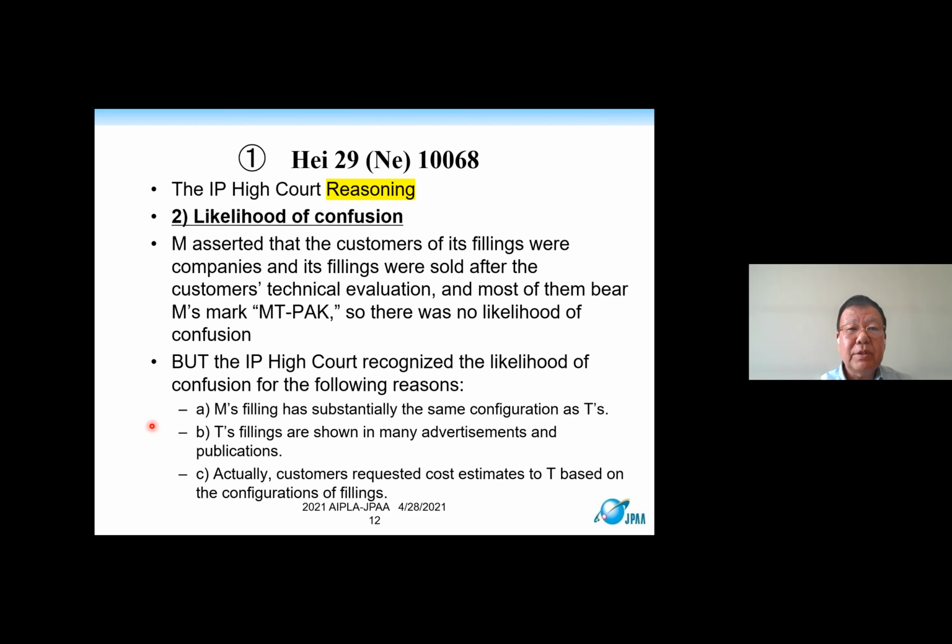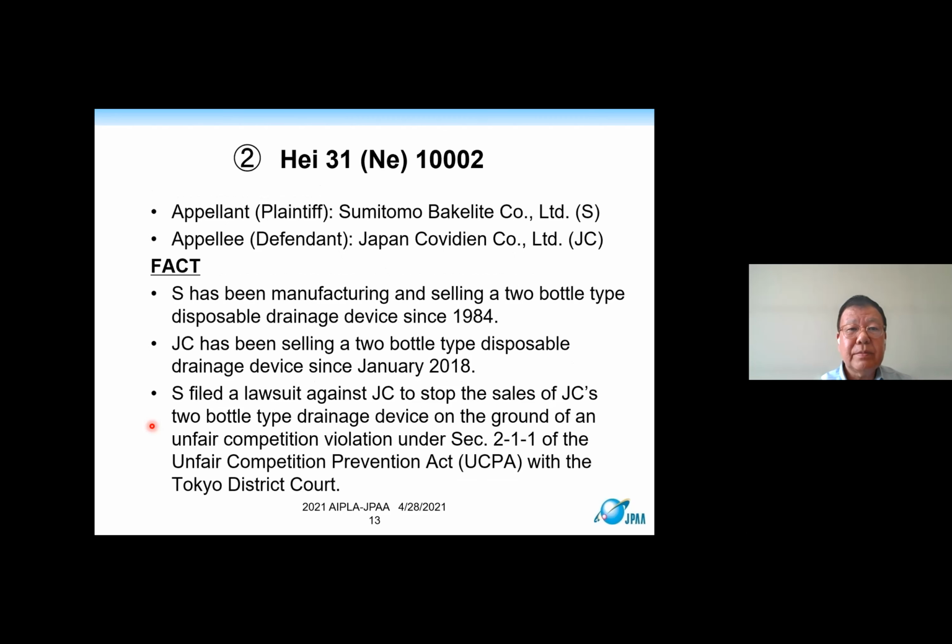Okay, let's move on to the second case. The second case is regarding medical devices. The appellant and plaintiff in the first instance is Sumitomo Bakery Company Limited, a Japanese company. And the appellee, defendant in the first instance, is Japan Covidien Company Limited, a Japanese subsidiary of Covidien Company in the US.